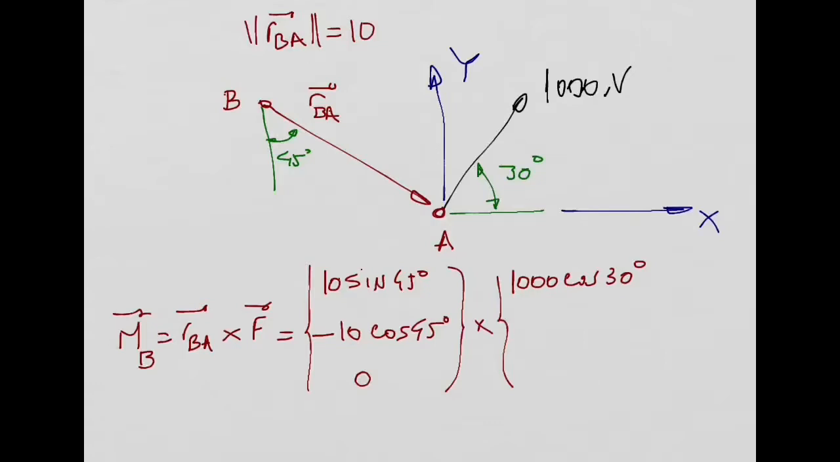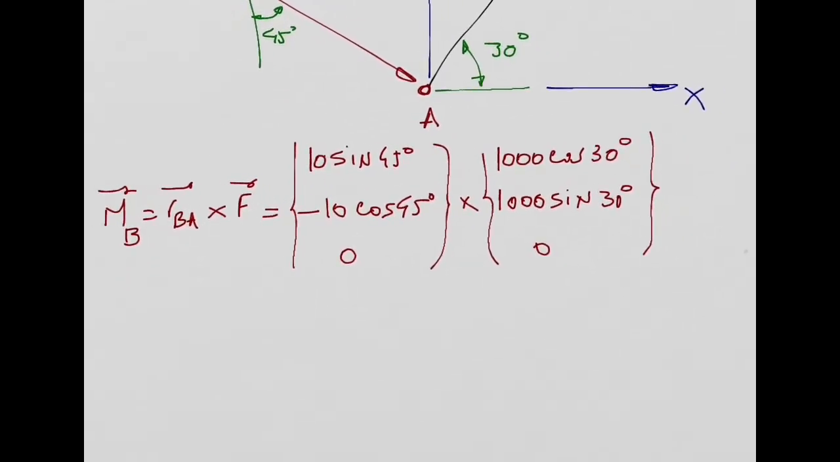What is the y component? Sine of 30. Very good. Positive, right? So 1,000 sine of 30. What is the z component? 0 as well. Okay? So let's do now the cross product. I'm going to do it here below.